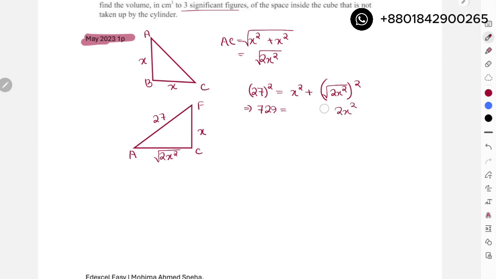That means 2 plus 1 is 3x squared. So this is 3x squared. After this, you just have to make x the subject. That is the root of 729 over 3, which is 9 root 3. So you get the value for x as 9 root 3.